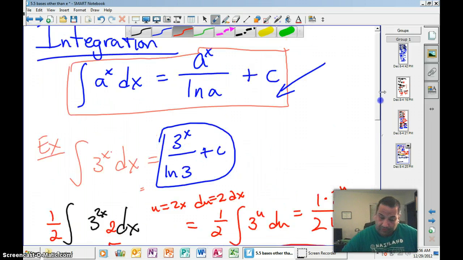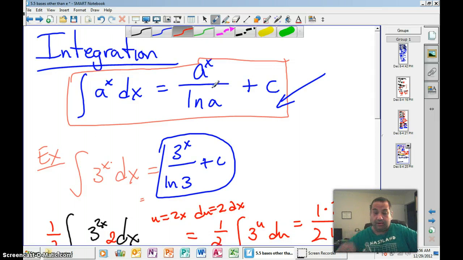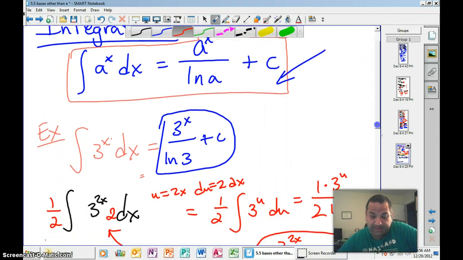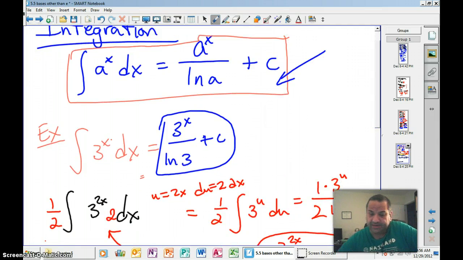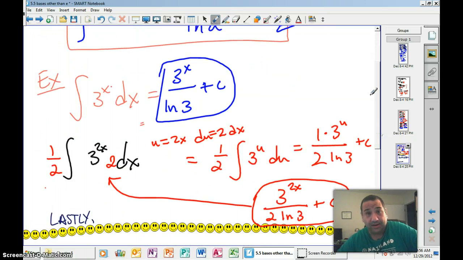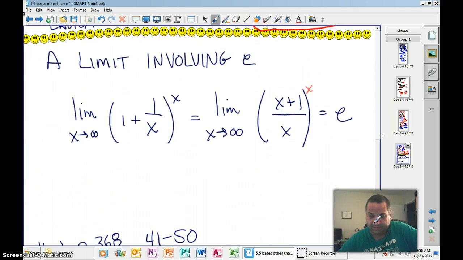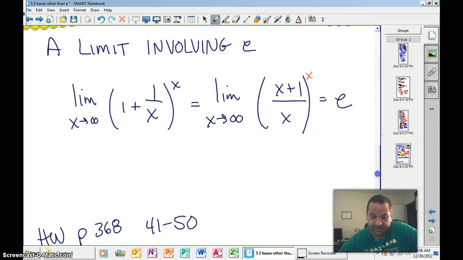Using, by the way, that rule. All right. So that's integration of bases other than e. And it gets a little silly. I like e. You're starting to like e better. Me too.